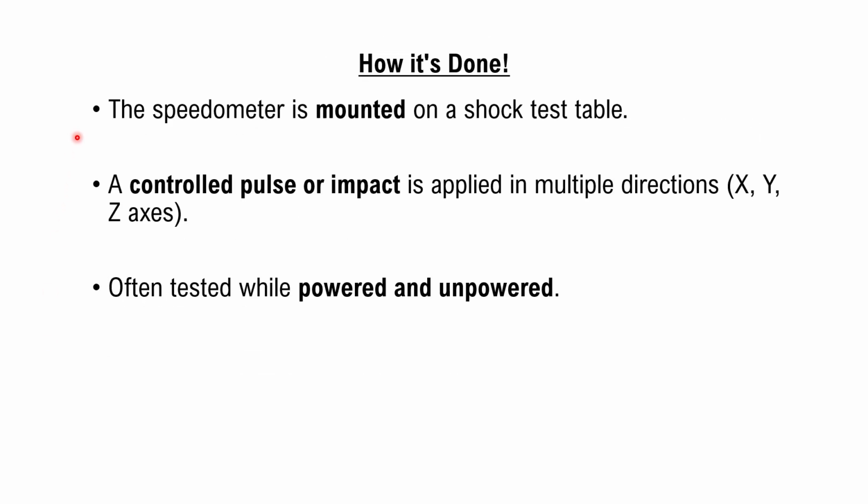How is this done? The speedometer is mounted on a shock test table. A controlled pulse or impact is applied in multiple directions, that is X, Y, or Z, often tested powered or unpowered.